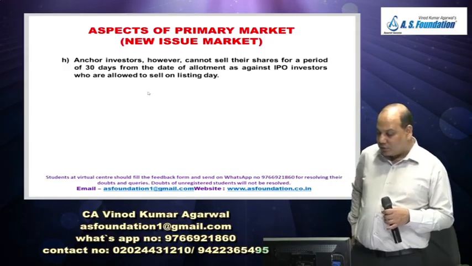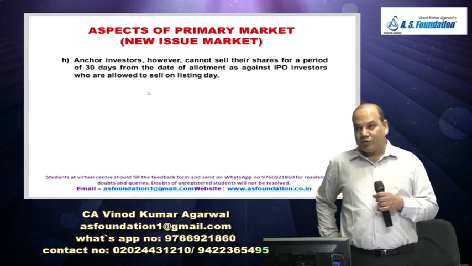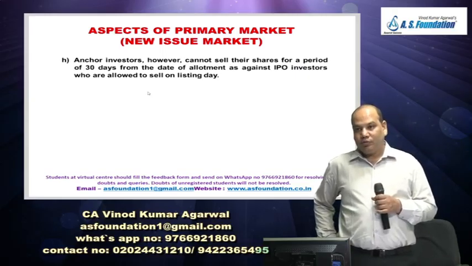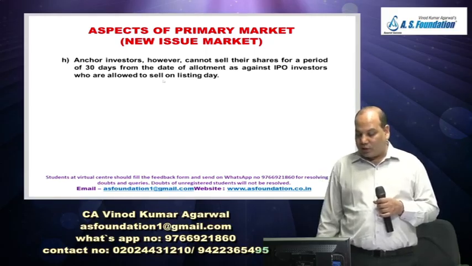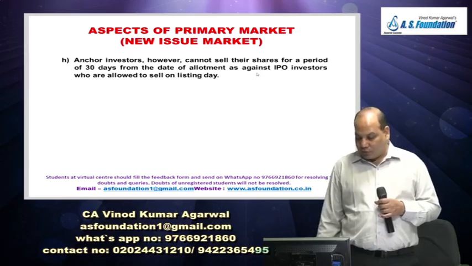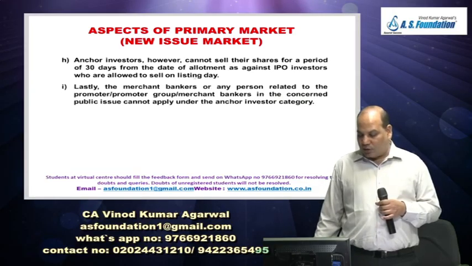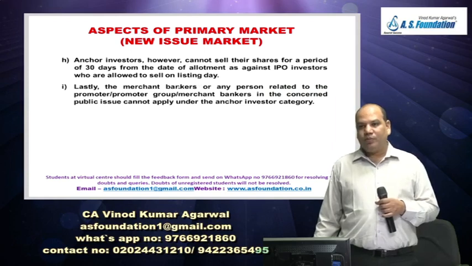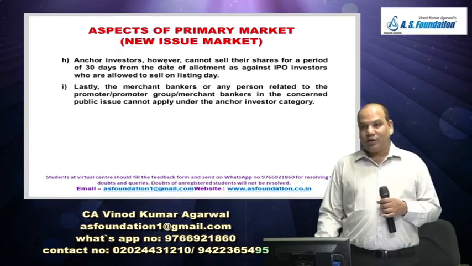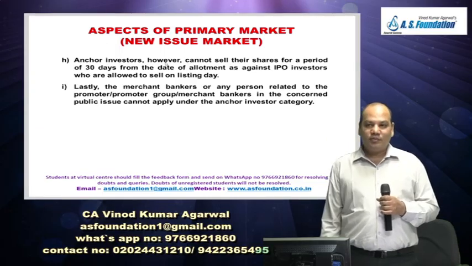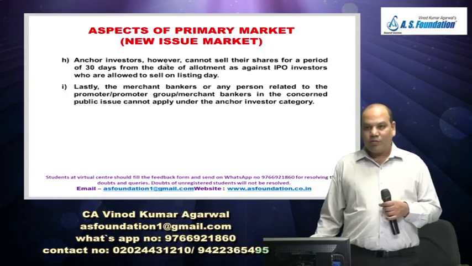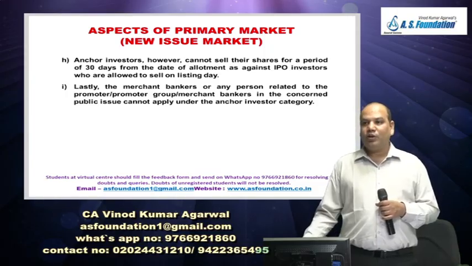Now there is one condition here. Anchor investors shall not sell their shares for a period of 30 days because we are giving them preference. So they should hold the shares for at least 30 days from the date of allotment, as against IPO investors who are allowed to sell on the listing day. So this will prevent manipulation. This will protect the interest of the shareholders. So if you want to become an anchor investor, there is a 30 days lock-in period. Otherwise, you become a normal IPO investor and then you can sell it the moment the shares get listed on the stock exchange.